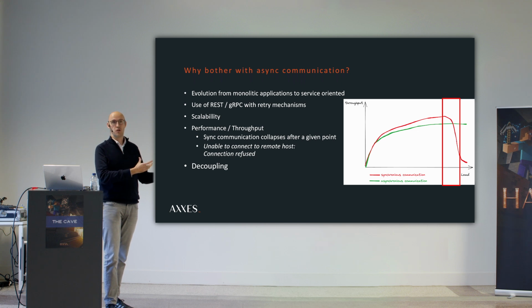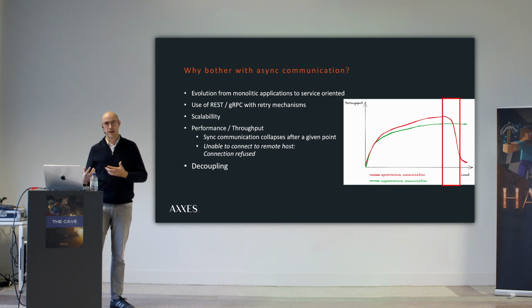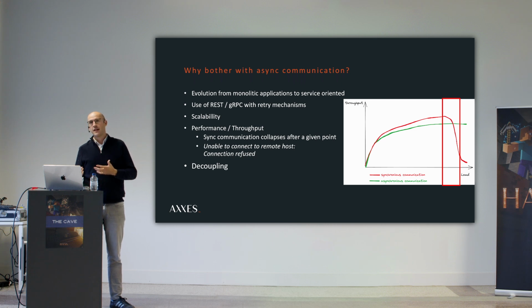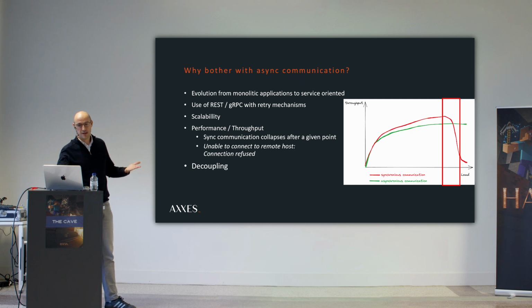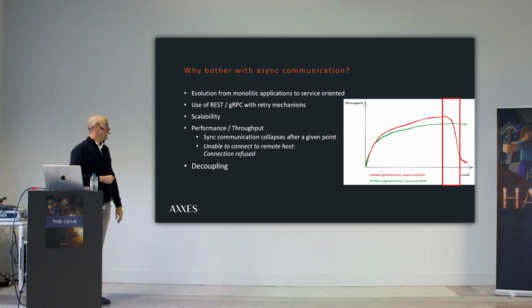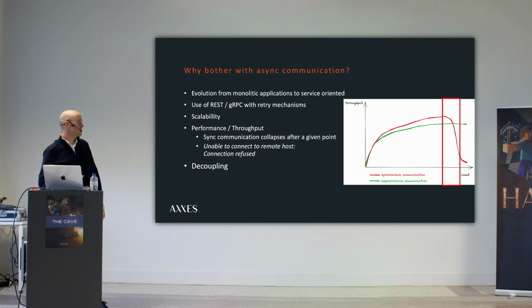There's a thread that is open over there, waiting for a response from the other service to come back. That thread takes some memory. The more threads you have, the more memory you use, but you only have a limited amount of memory on your service. So what happens at that moment? Well, your service collapses, and one of the errors you can get back is that I'm unable to connect to the remote host. The connection was refused. So this is what happens at that moment.